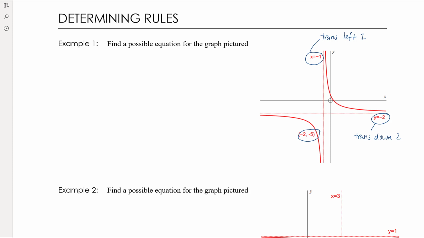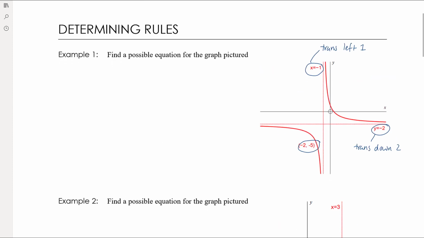So if we start with our most general form for our hyperbola, we want to be thinking about a possible dilation factor. We've got x plus 1 for the translation left 1 and -2 for the translation down by 2. Then we're going to use our point to find the value of a. We know when x equals -2, y equals -5. So we put that information into our equation: -5 equals a over -2 plus 1, minus 2.